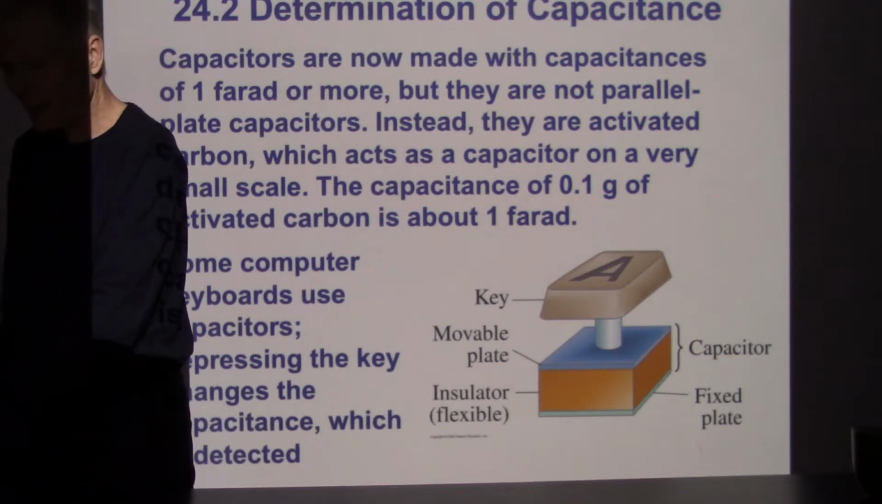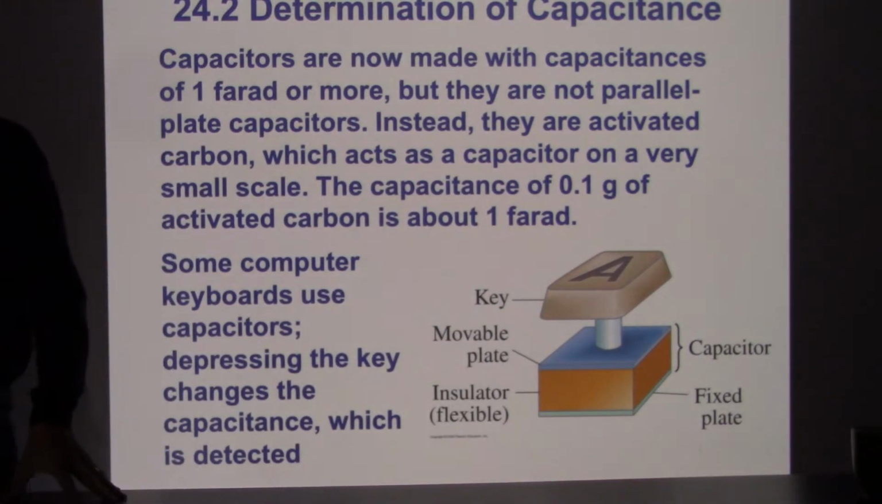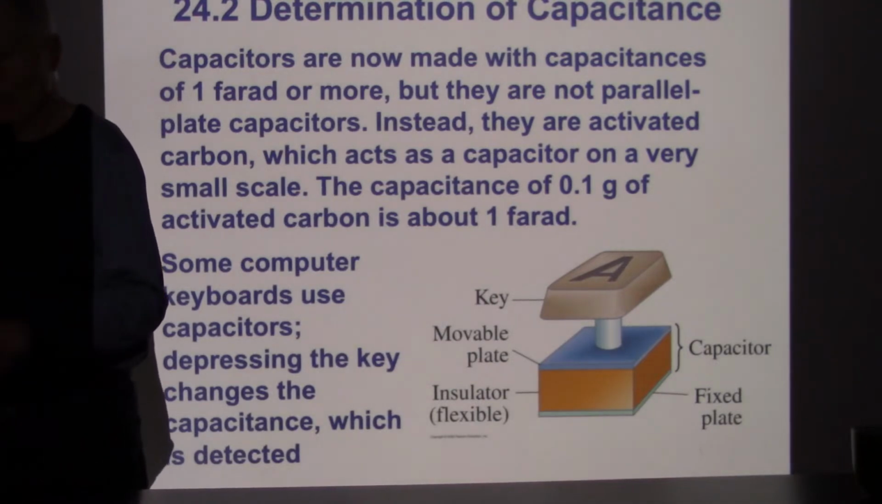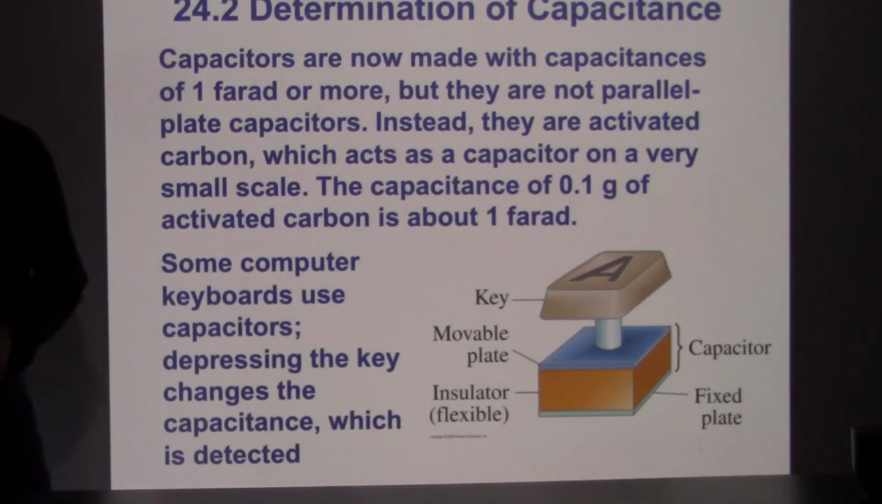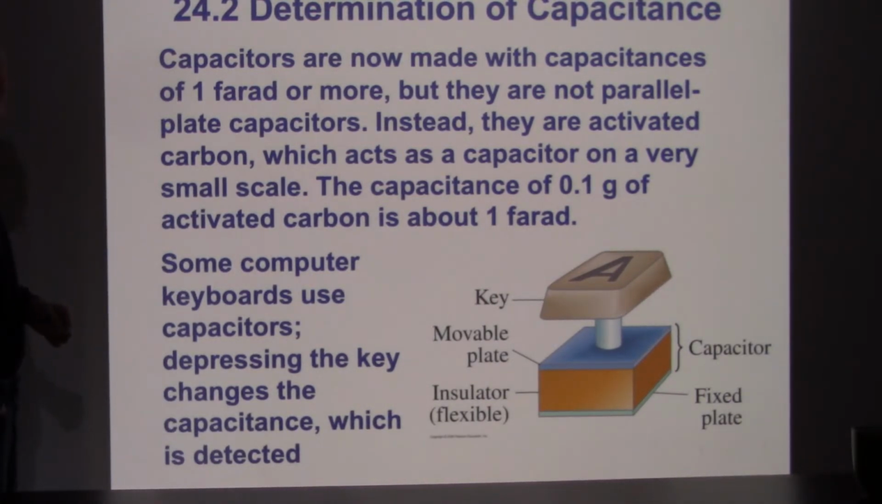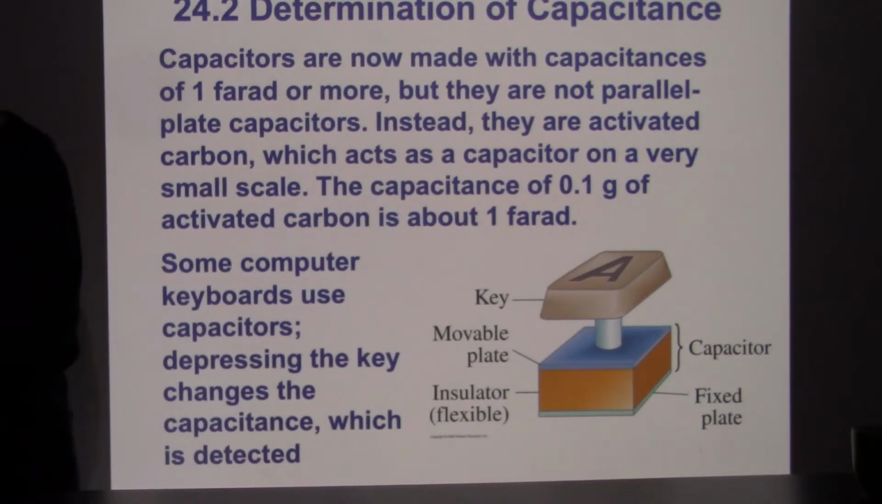All right, we can make capacitors that are 1 farad or more. So we do have capacitors that have these properties now, but they're not parallel plate capacitors. Instead, they're activated carbon, which acts as a capacitor at a really tiny scale. So we do have capacitors that are constructed differently to make this all work.